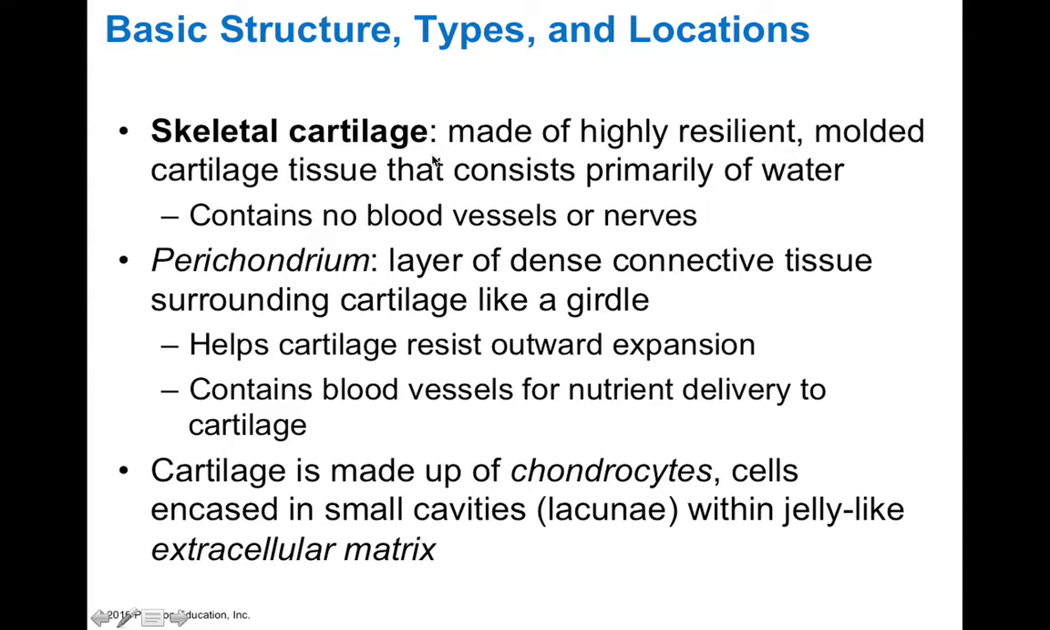And the way that cartilage gets its nutrient supply is by the surrounding perichondrium. So perichondrium is a layer of dense connective tissue that surrounds cartilage, and it basically helps to resist outward expansion, but it also contains the blood vessels for nutrient delivery to the cartilage itself. Now, cartilage is made of chondrocytes, which are basically the mature cartilage cells that are encased in small cavities called lacunae. And essentially these chondrocytes help to maintain the jelly-like extracellular matrix of cartilage.